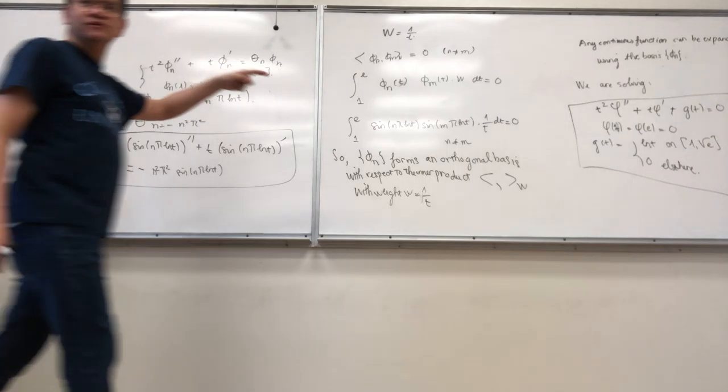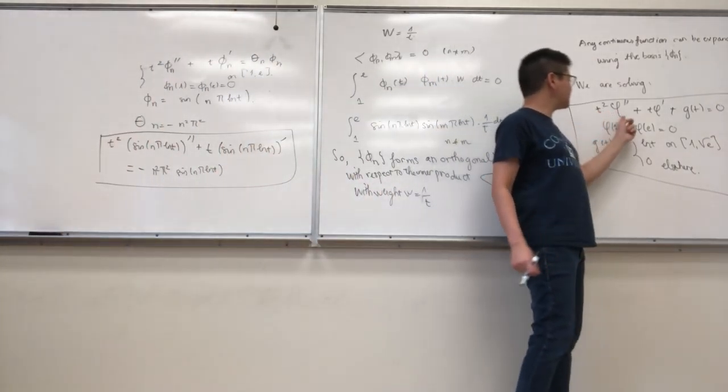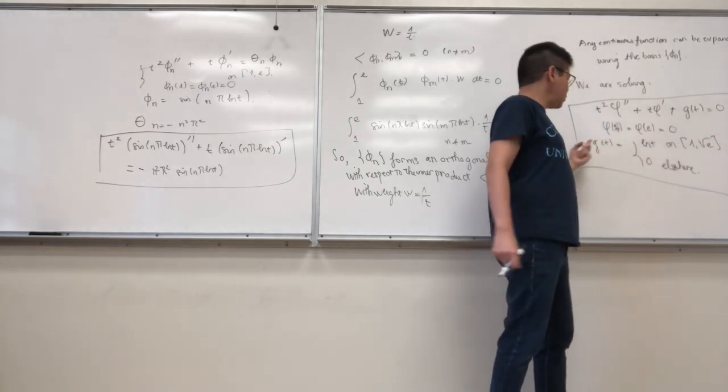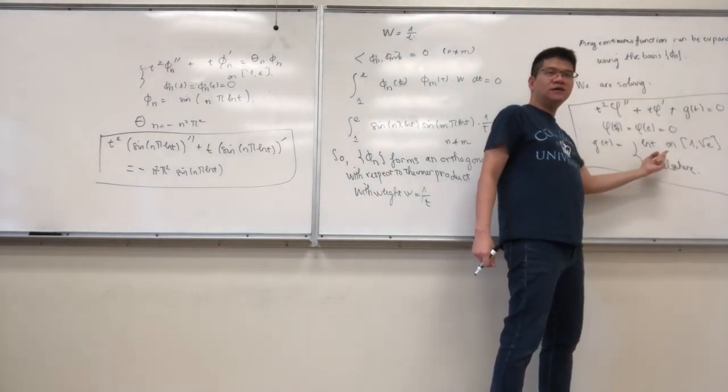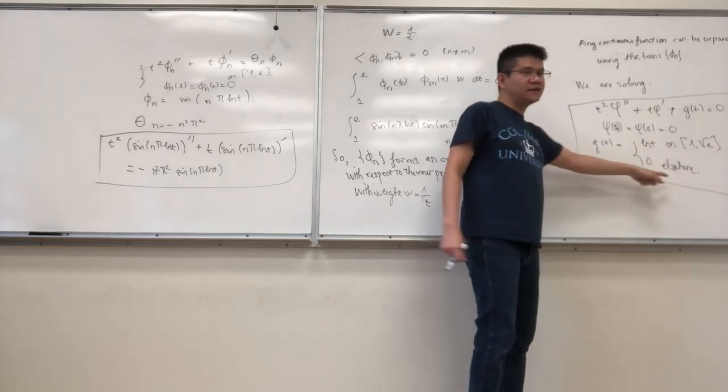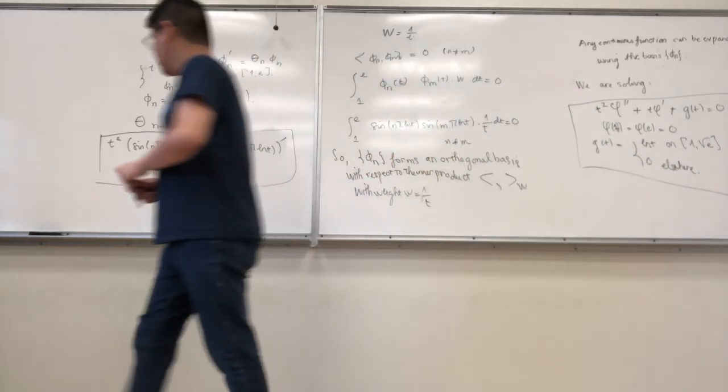So we try to solve something similar. You have t squared phi second plus t phi prime plus g(t) is 0, in which g(t) is given to be log t on the interval from 1 to square root of e, and it is 0 elsewhere.